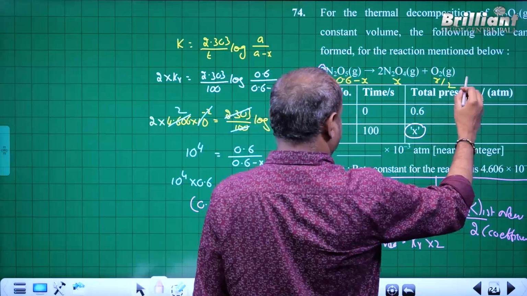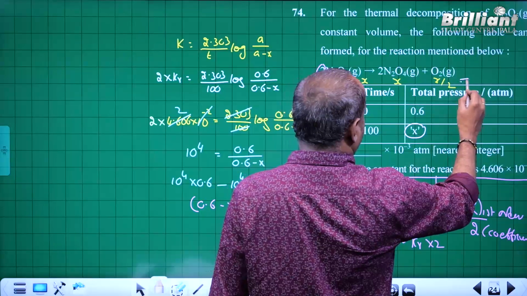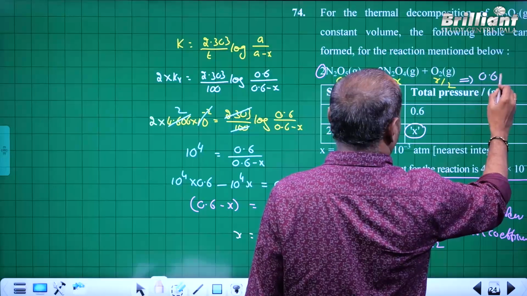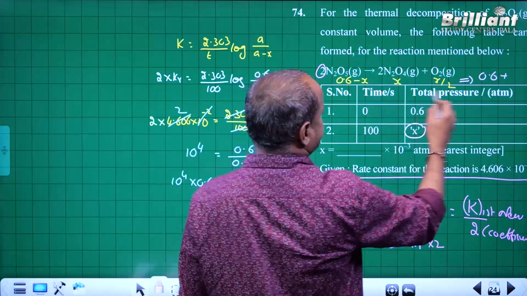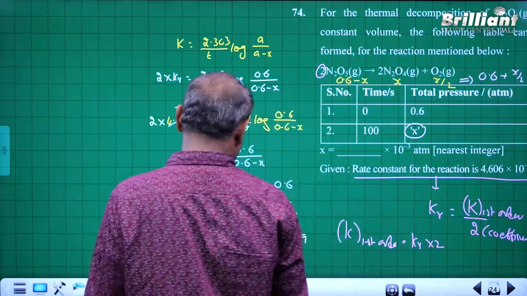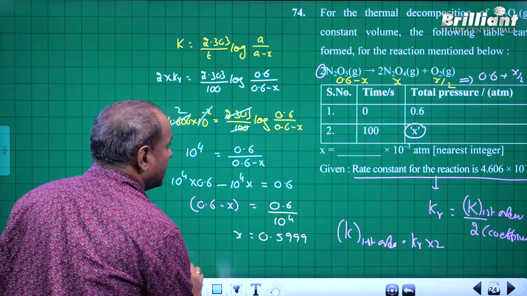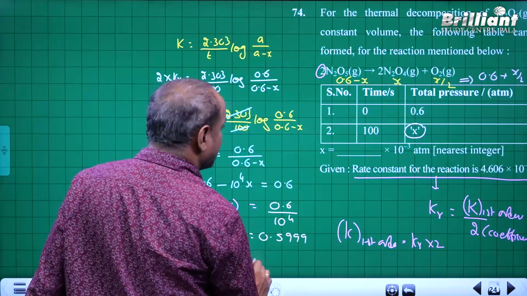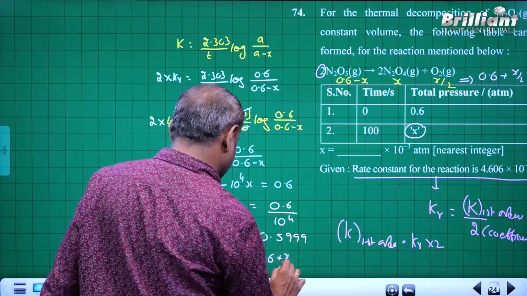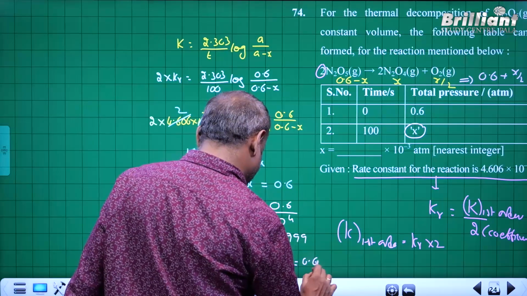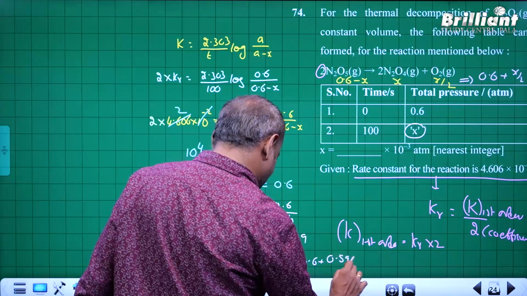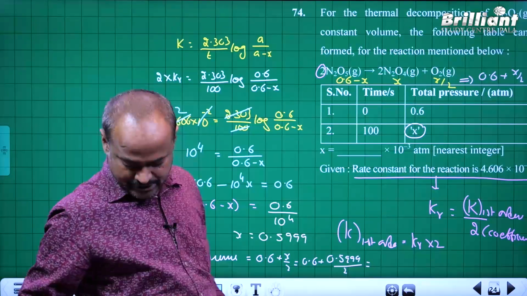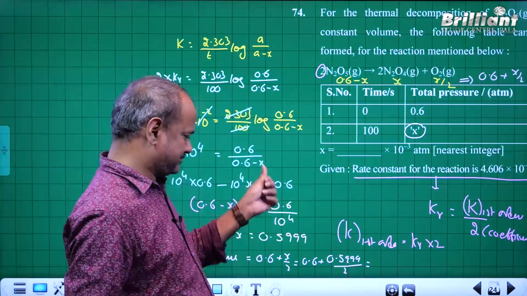So 0.6 plus x cancel, x by 2. So the total pressure is 0.6 plus x by 2, 0.6 plus 0.5999 by 2, nearly gives 0.8999.